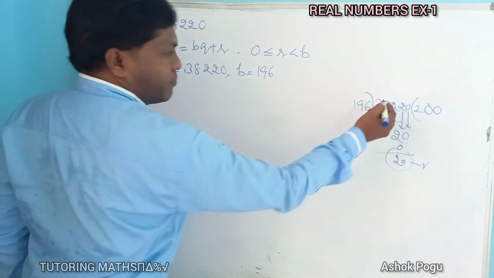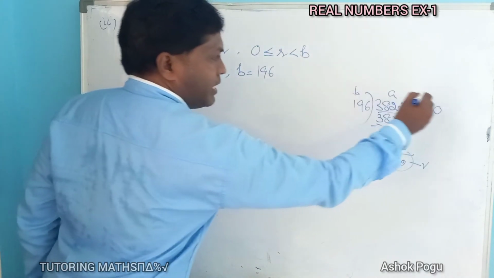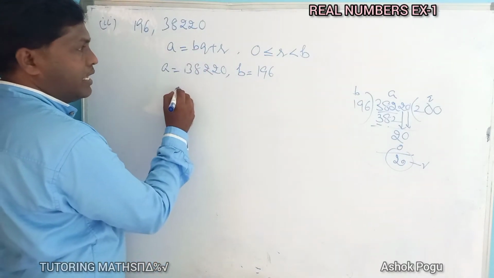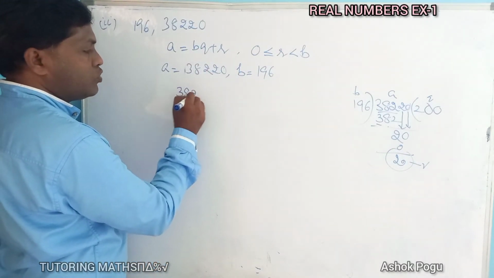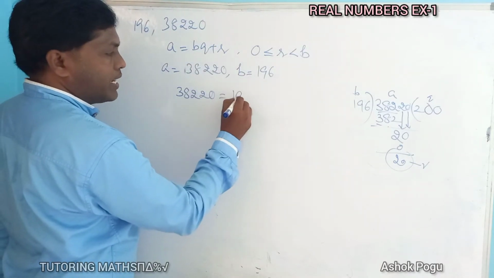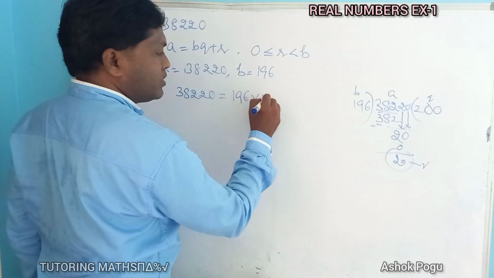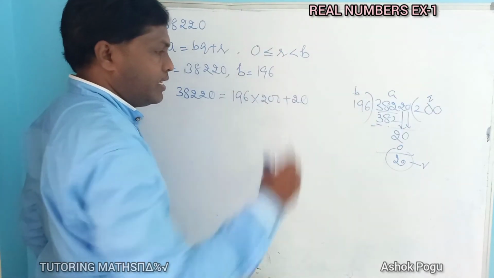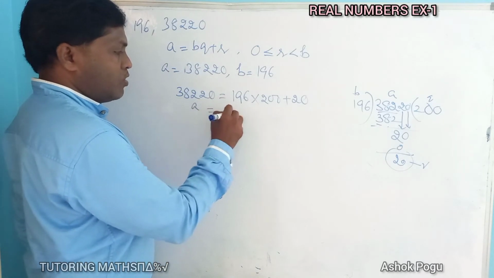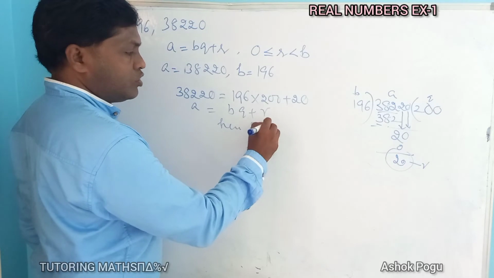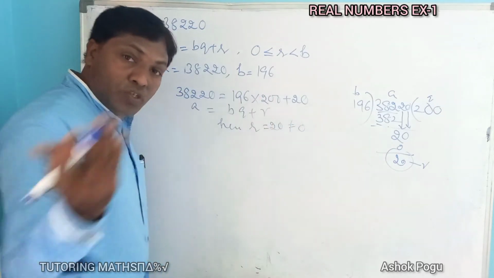Just to take, this is a and this is b and this is q, this is r. Let us substitute here. a, that is 38,220, is equal to bq, b is 196 into quotient 200, plus remainder 20. This is a is equal to bq plus r. Here r is 20, which is not equal to 0.